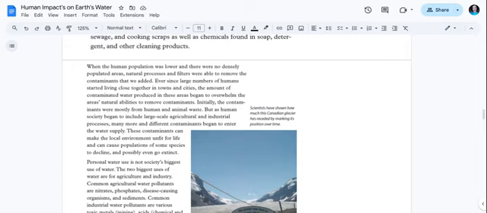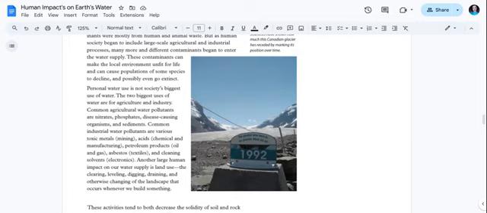Ever since large numbers of humans started living close together in towns and cities, the amount of contaminated water produced in these areas began to overwhelm the area's natural abilities to remove contaminants. Initially, the contaminants were mostly from human and animal waste, but as human society began to include large-scale agricultural and industrial processes, many more and different contaminants began to enter the water supply. These contaminants can make the local environment unfit for life and can cause populations of some species to decline and possibly even go extinct.